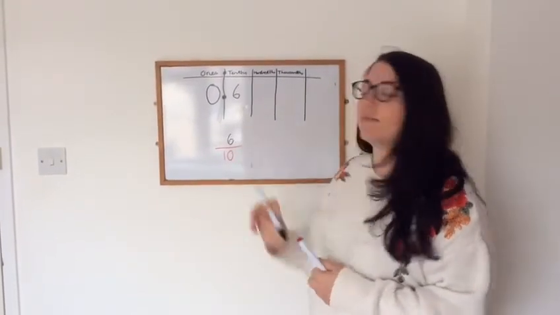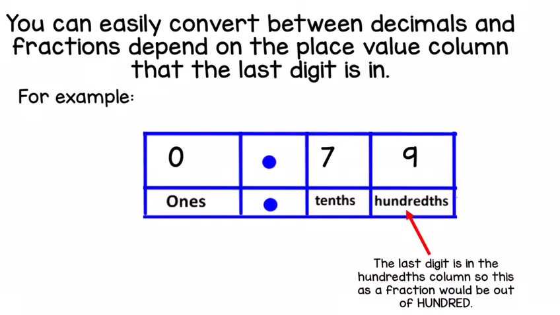With the decimal 0.79, the last digit is 9. This is the last number we say, and we know that it goes into the hundredths column. Because it's in the hundredths column, you know that the denominator of the fraction is going to be out of 100, as it is in the hundredths column. Let's give a go at some of those.